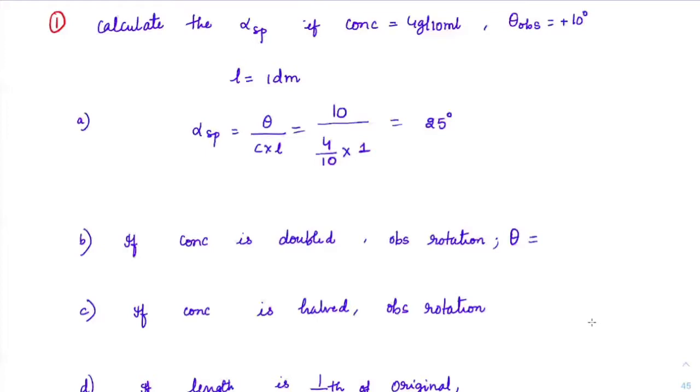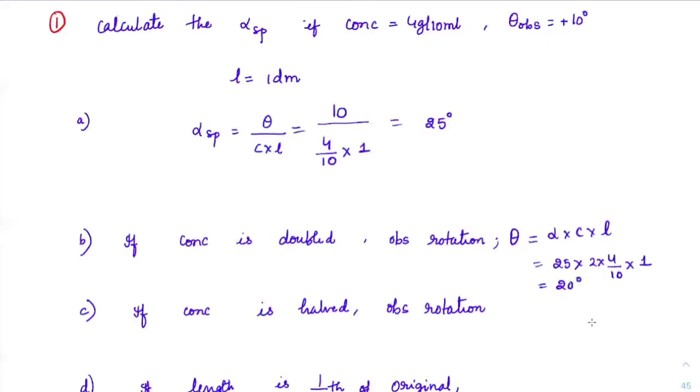Sir, 20. Very good. Okay. So what will be theta? Alpha into C into L. Alpha value is how much? 25. Double the concentration. So concentration will become how much? 2 times of 4 by 10. Yes. And length is 1 decimeter. So how much are you getting?